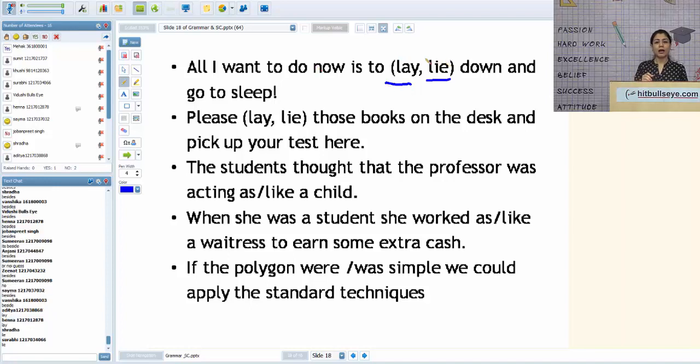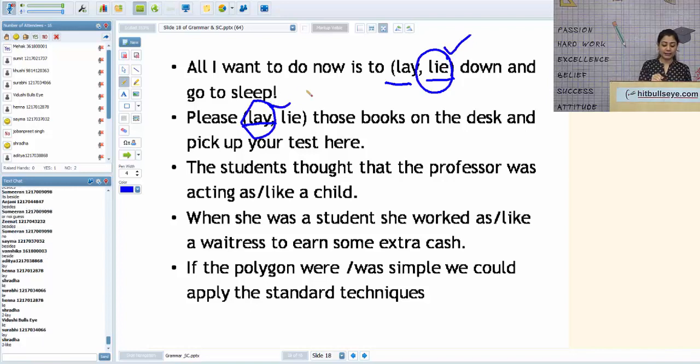So remember, we cannot lay a person. So a human would always lie down. But if I have to spread books, as in the next example, I will lay the books. So the first one, lie, is the correct one. The next is lay. I hope this is clear to you, the difference between lay and lie.